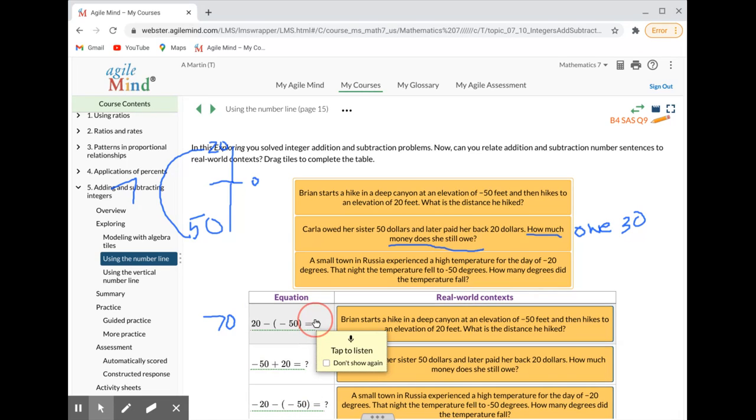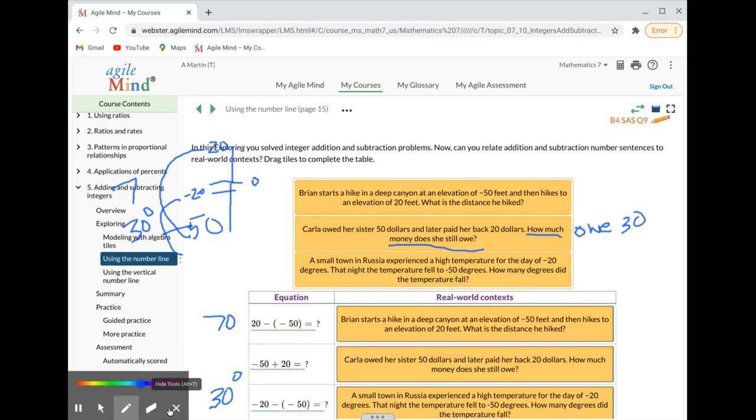So it says a small town in Russia experienced a high temperature for the day of negative 20 degrees. That night, the temperature fell to negative 50. So how many degrees did the temperature actually fall? What do you think, Grayson? If it started at 20 and then ended at 50, it fell 30 degrees. Correct. Because you're at negative 20, which is like right here, and this is negative 50, and from here to here, that is 30 degrees.